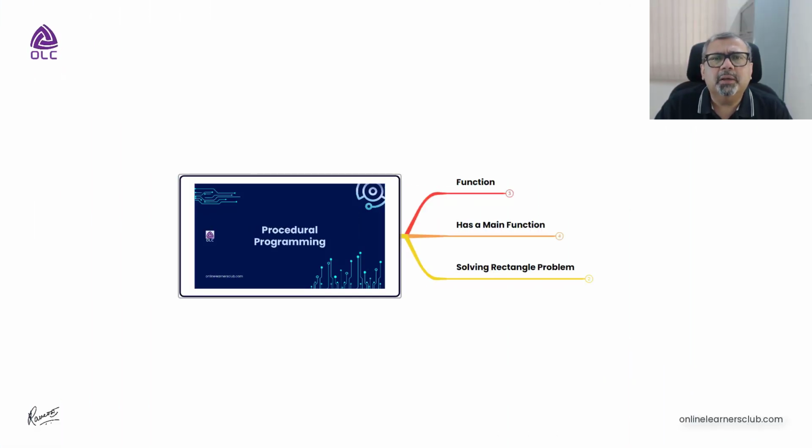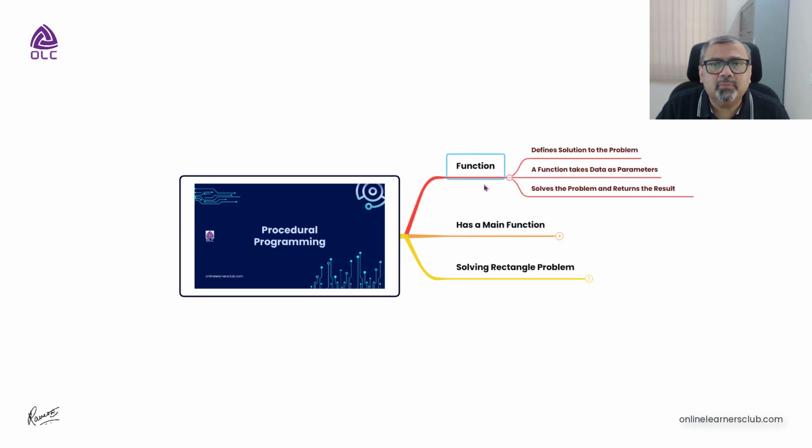Procedural programming is about solving a problem by writing different functions. So let's look at what a function is. A function defines a solution to a problem and it takes data as parameters. We already discussed that data is required for any solution, as any problem is identified with some specific significant data. So it takes data as parameters, solves the problem and returns the result. That is the primary objective of a function.